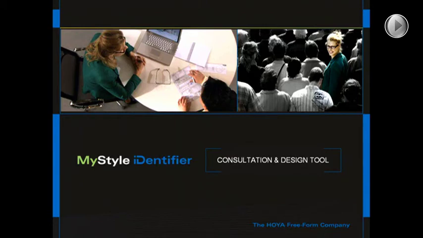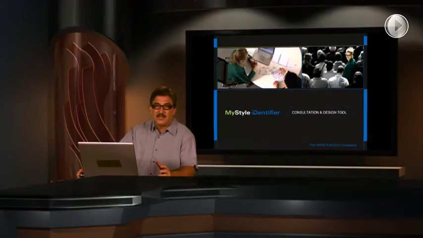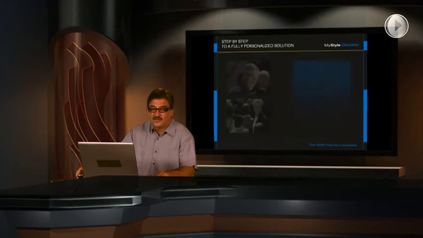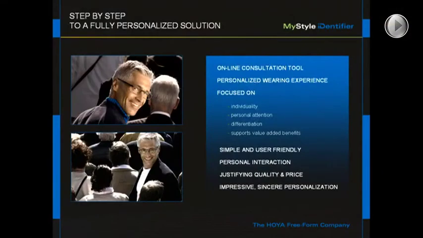It's the MyStyle identifier. This is an online consultation and design tool that allows the ECP to work with the patient on gathering not only the typical objective measurements, but we also interview and consult with the patient on their subjective input to come up with a design that is personalized just to them. By going online and collecting all this data, we can actually, in the office, come up with the design profile that fits exactly to the patient's needs and wants.